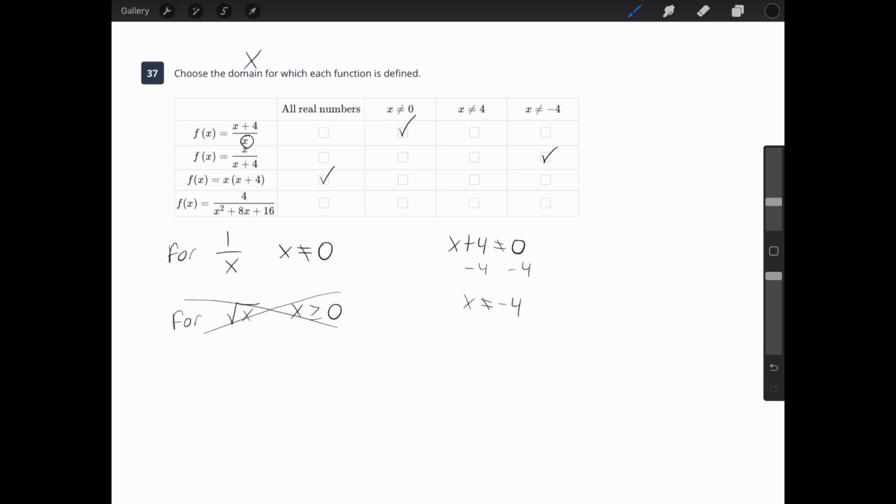And last but not least, we have our last function. And I want to be very careful here. It's very hard to tell when it's in standard form, so we want to factor it out. Our factors of 16, right, are 4 and 4, and they add up to 8. So we know it's x plus 4 times x plus 4. So we actually get the same answer as our previous one: x cannot be equal to negative 4.